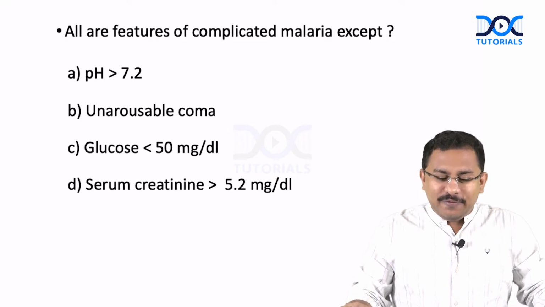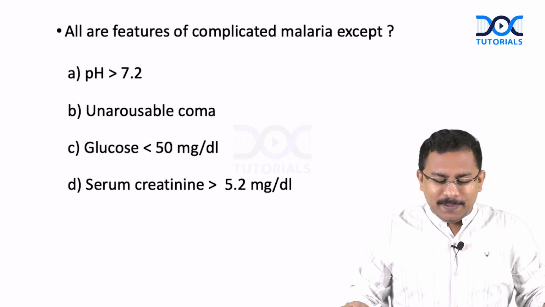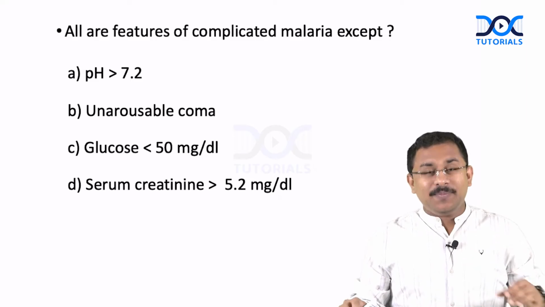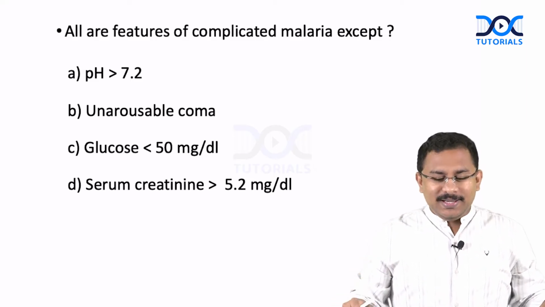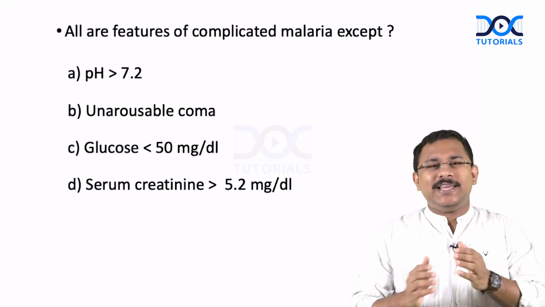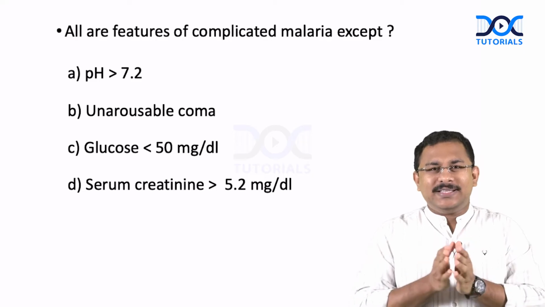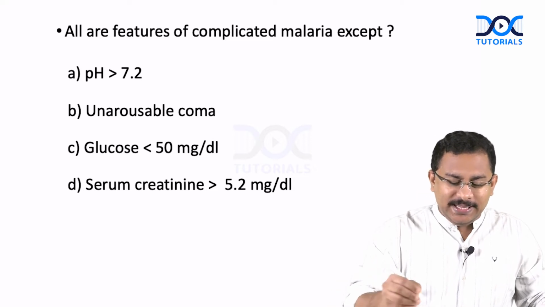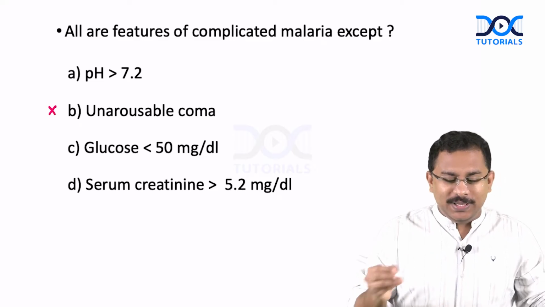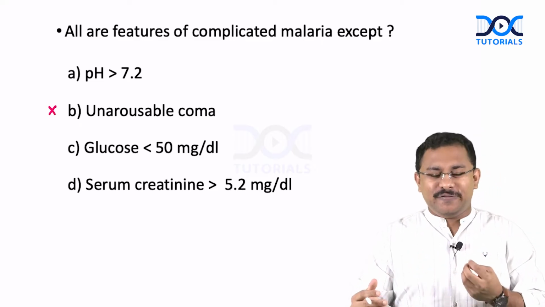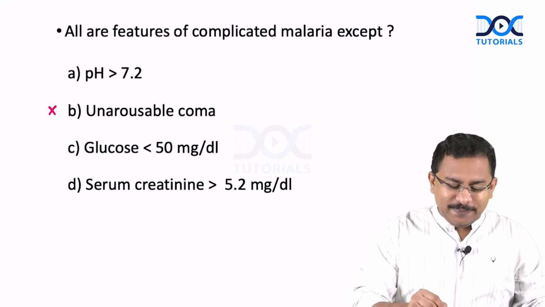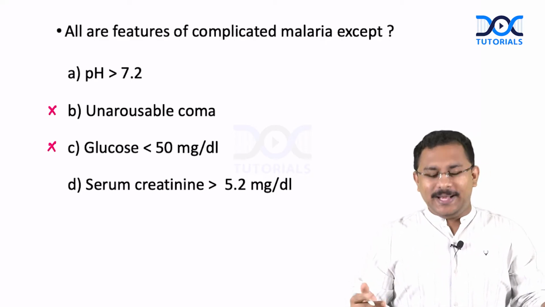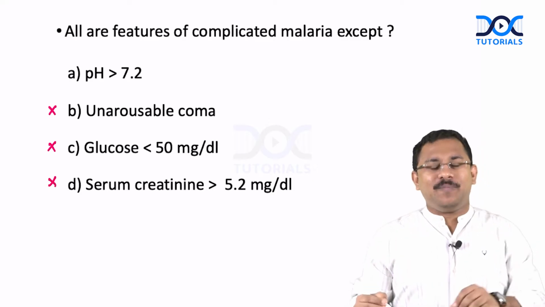Moving to the next question, all are features of complicated malaria except: pH more than 7.2, unarousable coma, glucose less than 50 milligram percentage, serum creatinine more than 5.2 milligram percentage. So when it comes to malaria, especially falciparum malaria, there are certain features that suggest this is a complicated malaria. One of such features is unarousable coma, so that is not going to be the answer. Glucose less than 50 milligram percentage, yes, because hypoglycemia is a feature of complicated malaria. Renal failure is also a feature of complicated malaria.